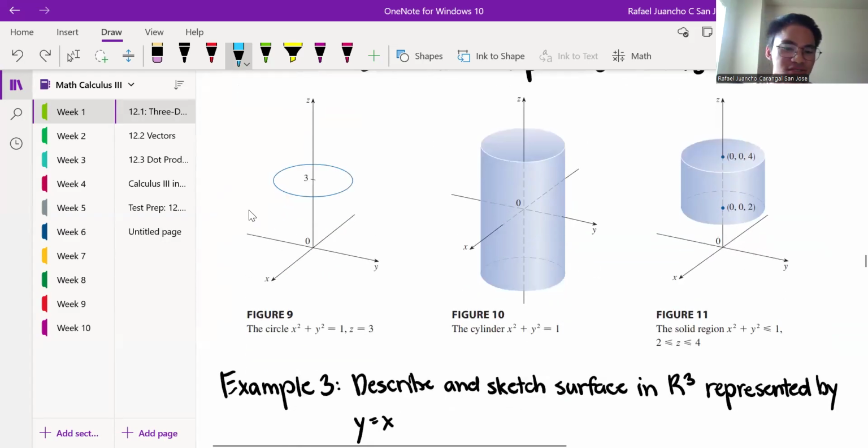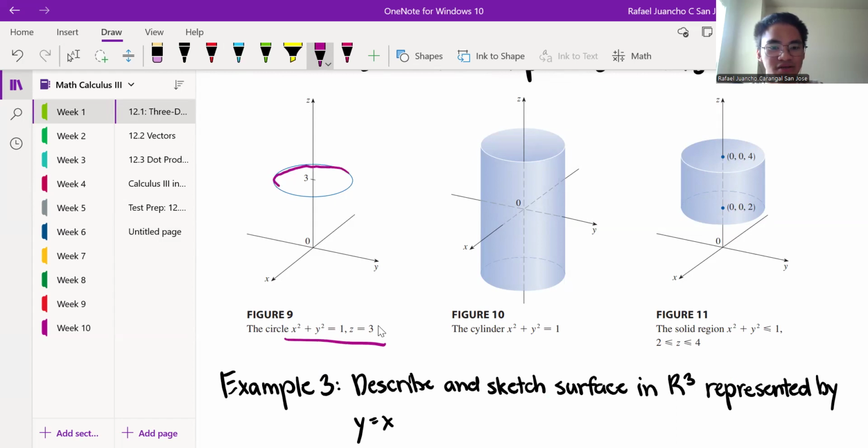So that's the first thing. We did x squared plus y squared equals 1, and z equals 3 here. Right? And then the points are everything in this line. That's it. And then here we did a cylinder x squared plus y squared equals 1. We didn't specify a z. We did that before. This is when z is k.